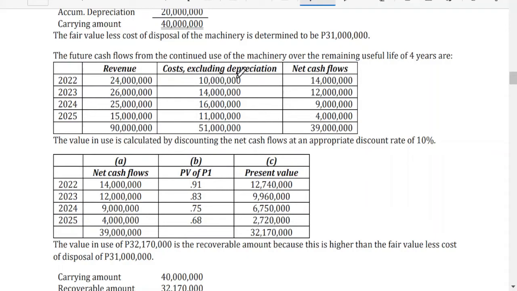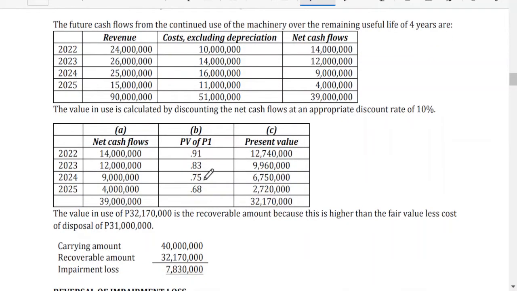We only need the cash flows, and therefore, for the cash outflows, it should not include non-cash items. So the net cash flows are as follows. And then to get the value in use, you have to multiply each of the cash flows by the corresponding present value factor, then total the present values. So we will get 32,170,000 present value, or this is our value in use.